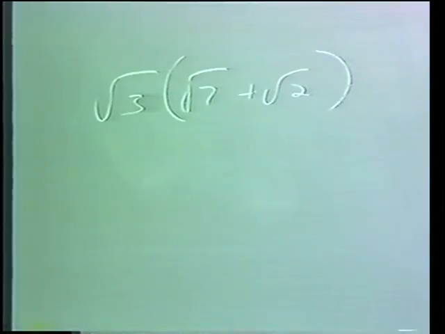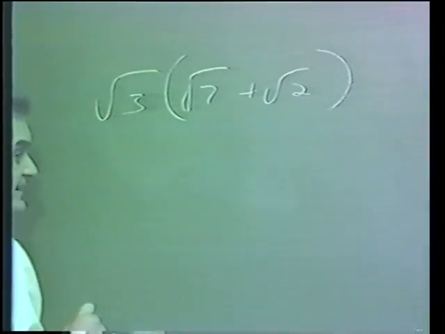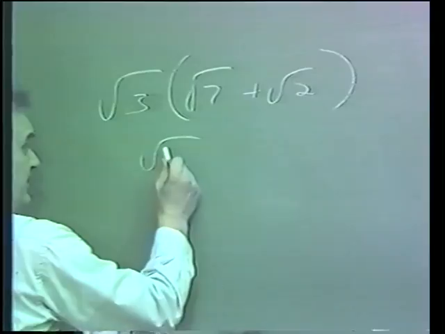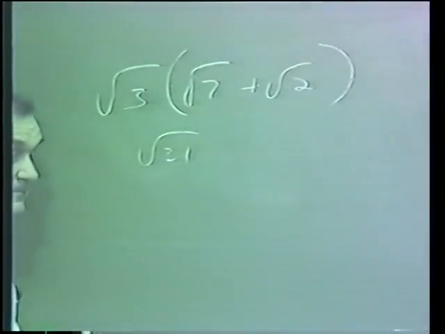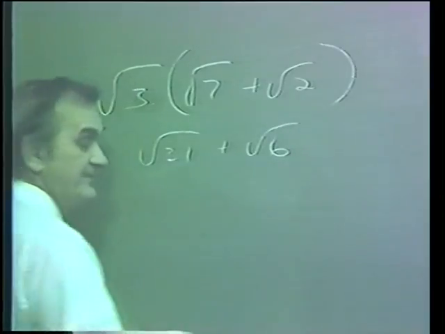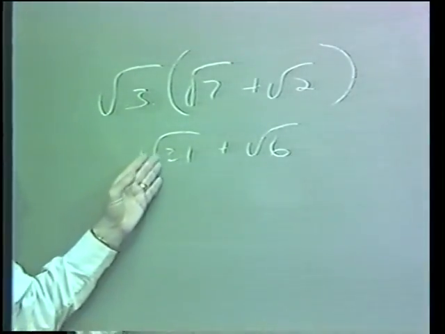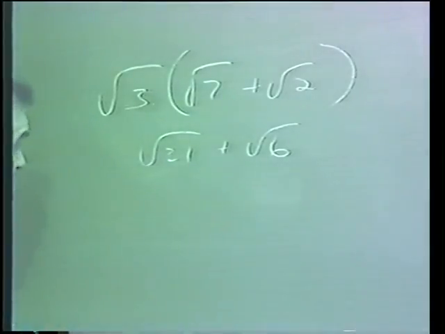Yeah, you can't add those. They're different. We already know how to add. What we're doing is multiplying. Square root of 3 times square root of 7 is the square root of 21. Plus, square root of 3 times square root of 2 is the square root of 6. We can't add these. They're different labels. You can't add x's to y's. This is your answer.